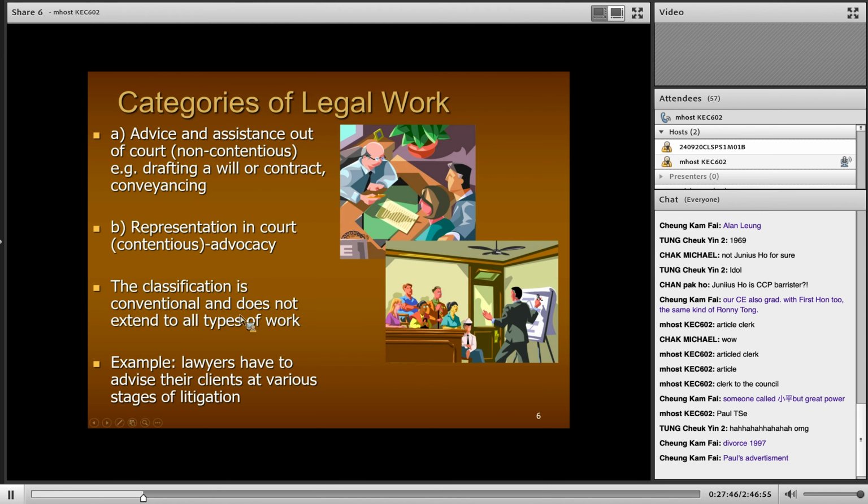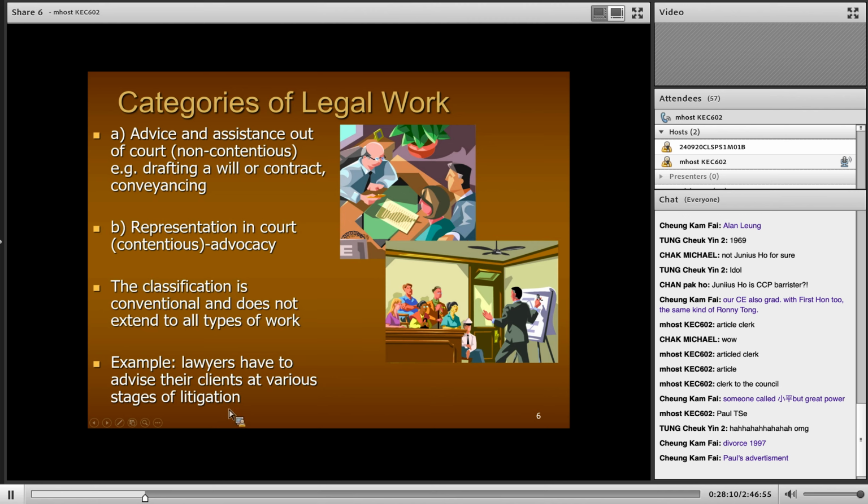The classification is conventional. It does not extend to all types of work. Some work, of course, is something very old style. Nowadays, we have a lot of work that may not be covered as contentious or non-contentious. Okay? And also, even for litigation, the lawyer has to advise the client at a certain stage.